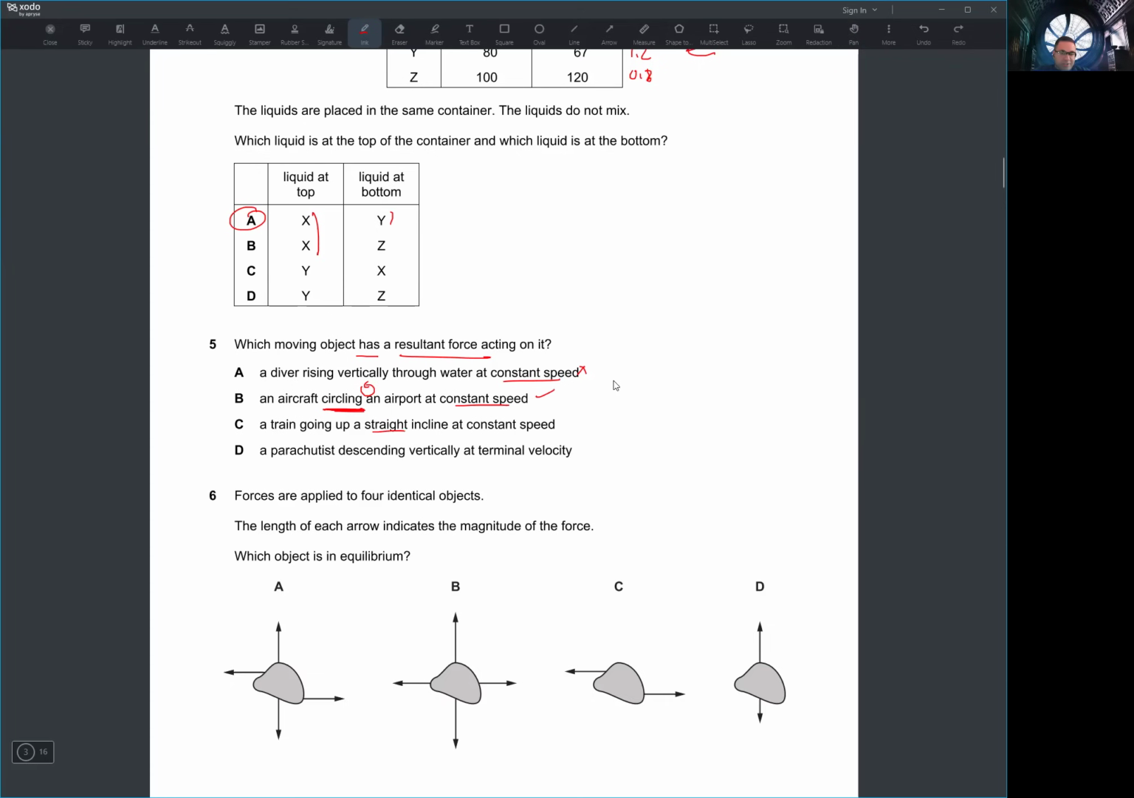A train going up in a straight line at constant speed. No. A parachutist descending vertically at terminal velocity, constant speed, so also no. So it's the only one with a change in either speed or direction, B. This is one of those elimination questions. I'm looking for a yes, but I have to read all of them just in case.